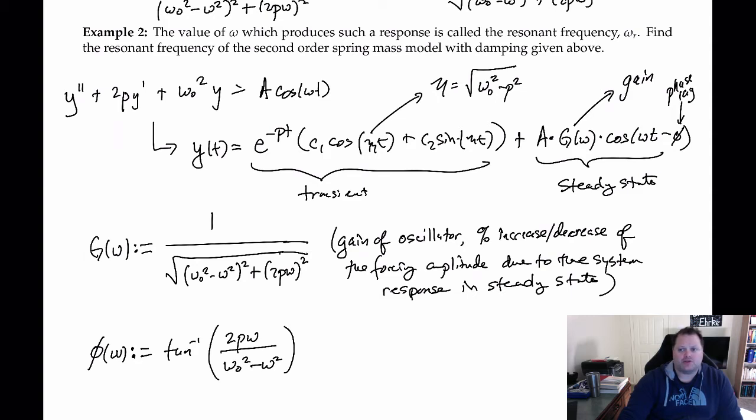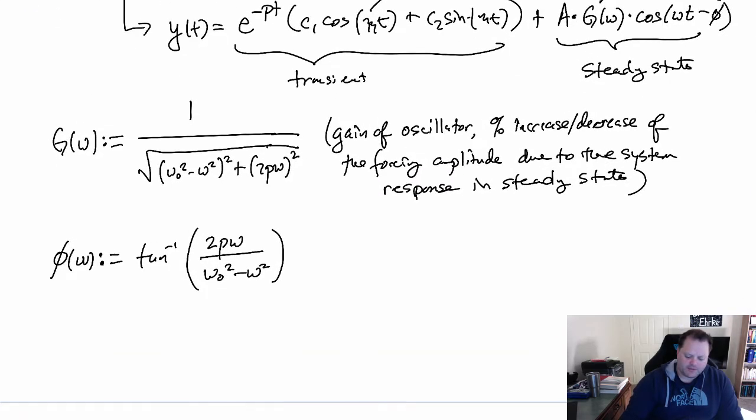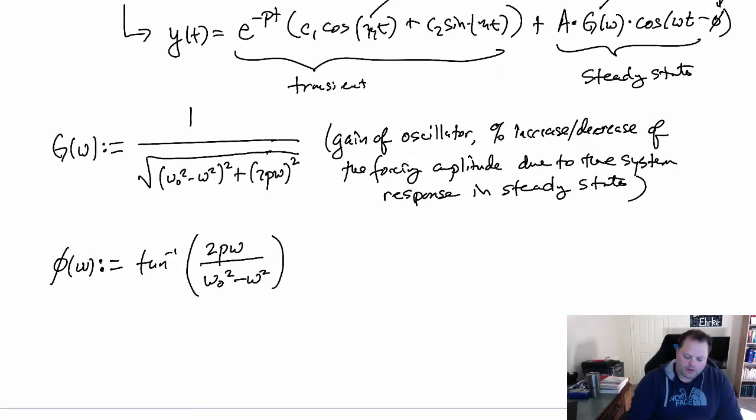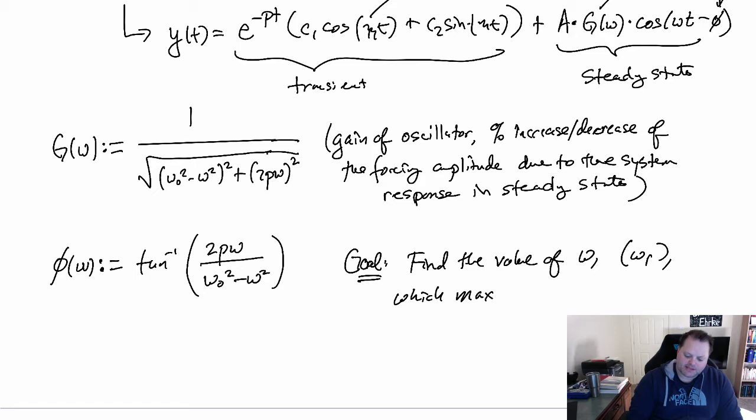What we want to do, however, is find the resonant frequency, which is the value of omega which produces the largest response. In other words, here's our goal. We want to find the value of omega, and we're going to call this value omega sub r, which maximizes the amplitude of the response. But maximizing the amplitude of the response means maximizing this function, which maximizes the gain g of omega.